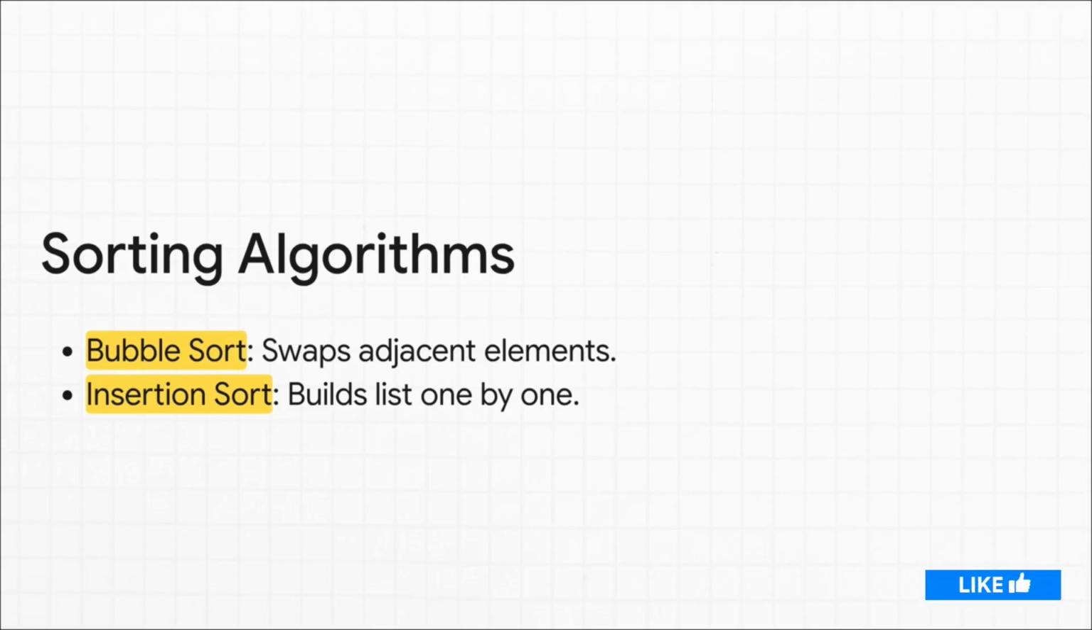Insertion sort, however, takes a totally different approach. It builds a final sorted array, one single element at a time, picking up an item and inserting it exactly where it belongs among the previously sorted items. Because it involves fewer swaps, it's generally a much faster, more elegant solution.